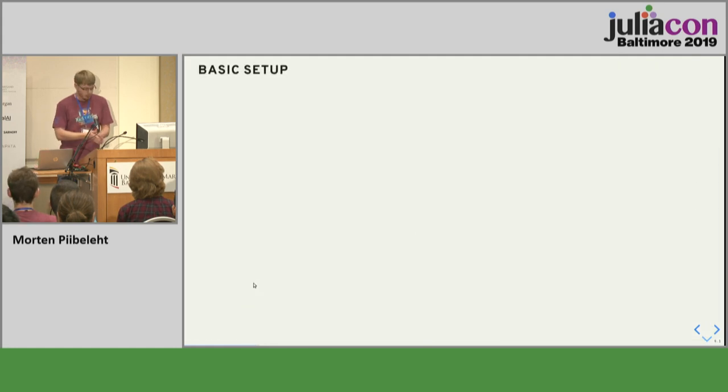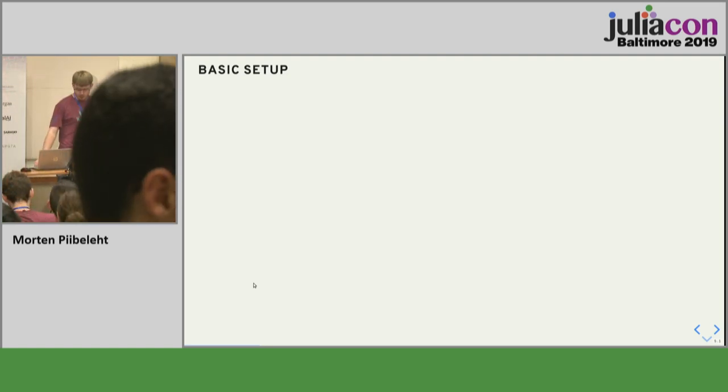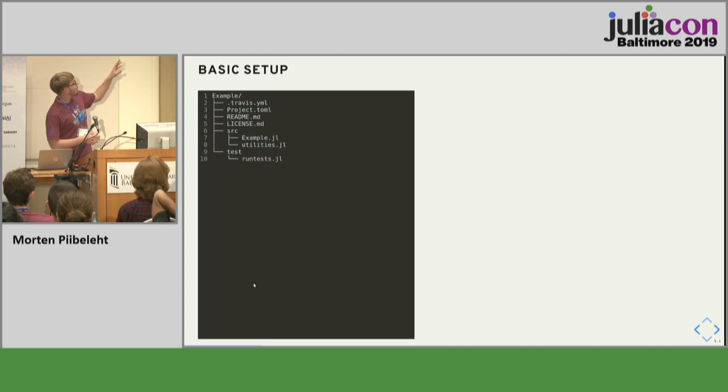So before I talk about specific features of Documenter, I actually want to give you a quick overview of how you set up Documenter for your own package. Just to show you that it's not super complicated to do, although it involves a couple of steps. So suppose you have your package with all the standard files. You have your project file and a couple of markdown files, the Julia source files, tests and stuff like that, your standard package layout.